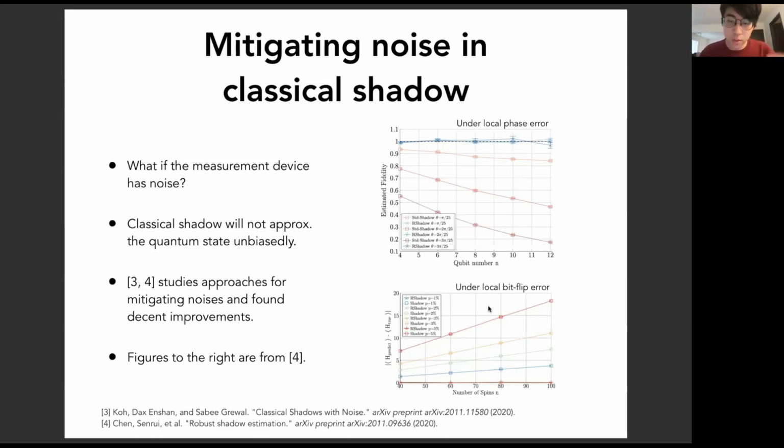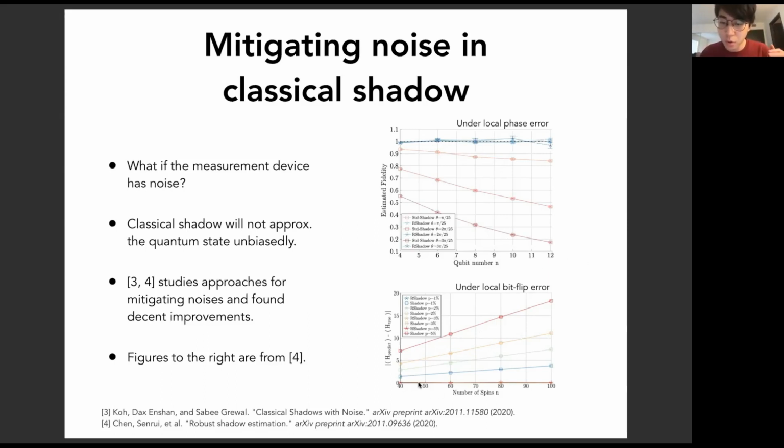So they consider different types of noise in your measurement device. The first one is local phase error. The second one is local bit flip error. So as the system size increases, the circles with a square are our original classical shadow approach. You see that the fidelity actually goes down quite a bit as your system size starts to increase, or the error for predicting Hamiltonian also starts to increase. But when you apply their technique using this robust shadow estimation, you can actually get a fidelity that's correct across the entire range of system size.